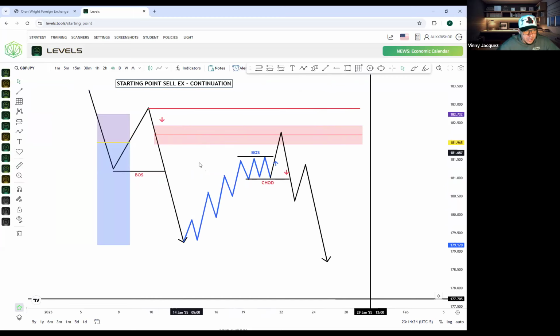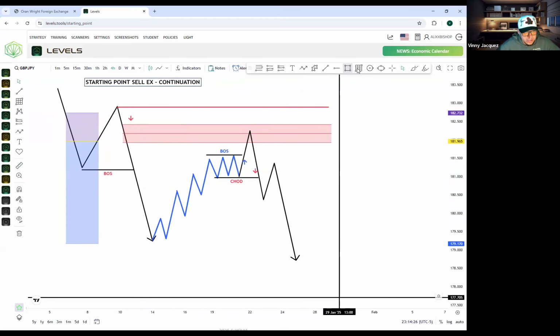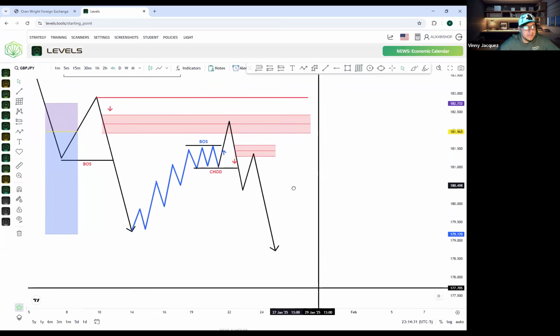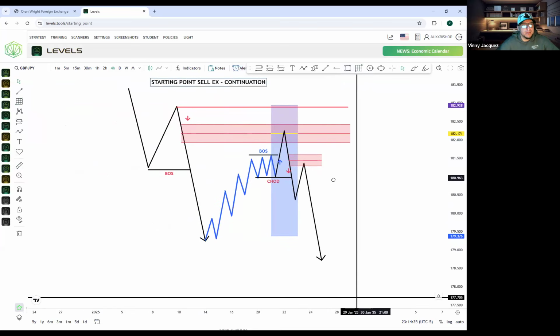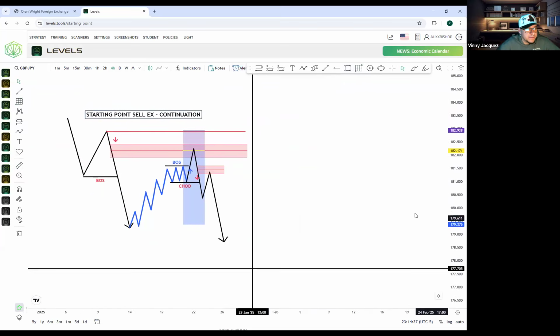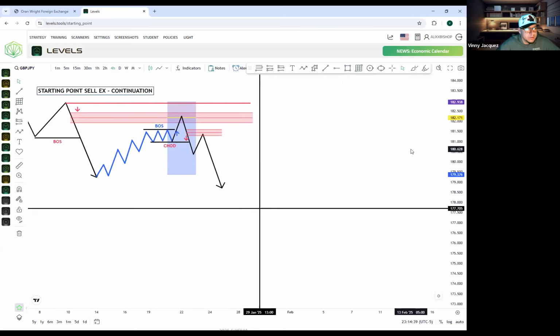Now, on this example here, I'm just going to continue with the starting point examples. So if you wanted to take another starting point example right there, you definitely could have. Does that make sense, guys? If you have any questions, please let me know.